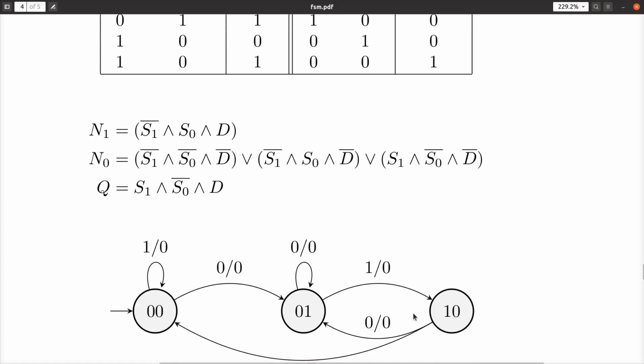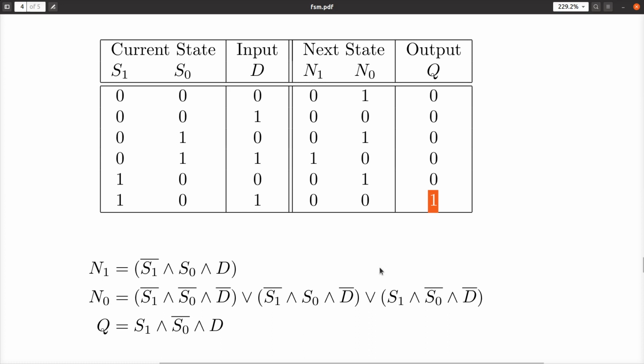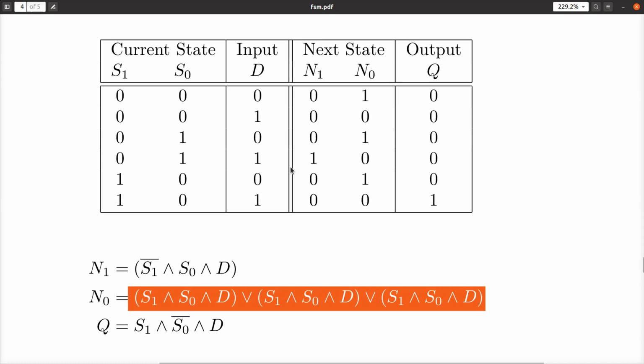Now, there's a little less to do here. Notice that N1 only has one case when it's high. So my sum of products is a little easier. There's only one term in here, one product. What about this guy here? 1, 2, 3. There's only 3. Last time I had 4. So clearly there are fewer gates involved in this thing.